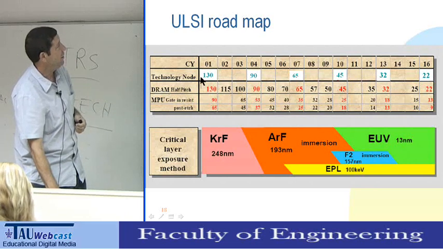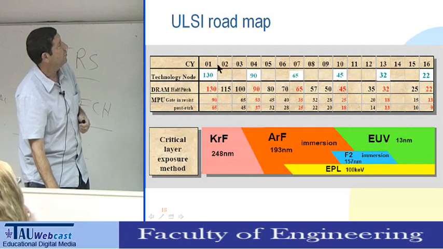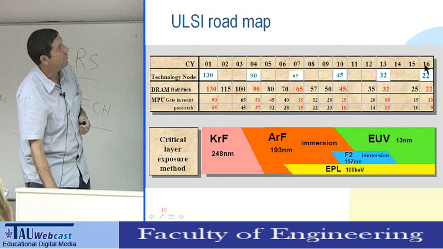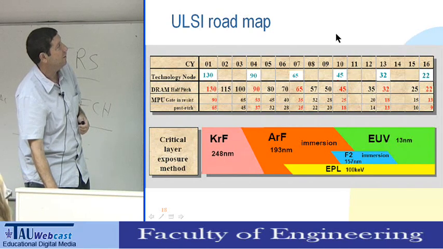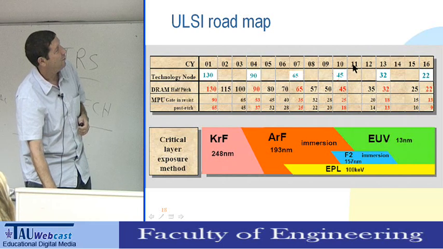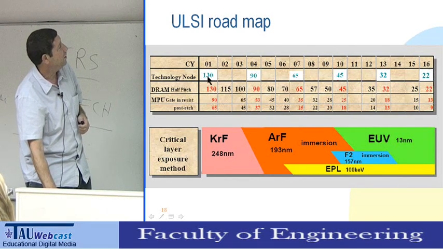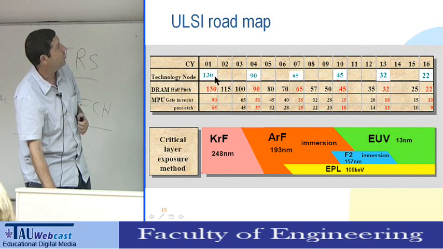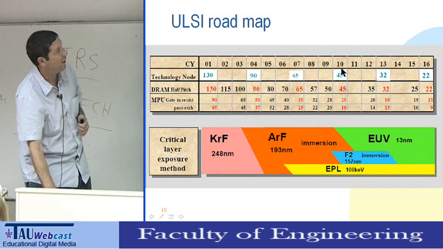For example, this is the year 2001 until 2016. So until here, this is fact. We know. 11 and above, this is a guess. So 10 years ago, in 2001, the technology node was 130. It was 90 in 2004, 65 in 2007, 45 today.